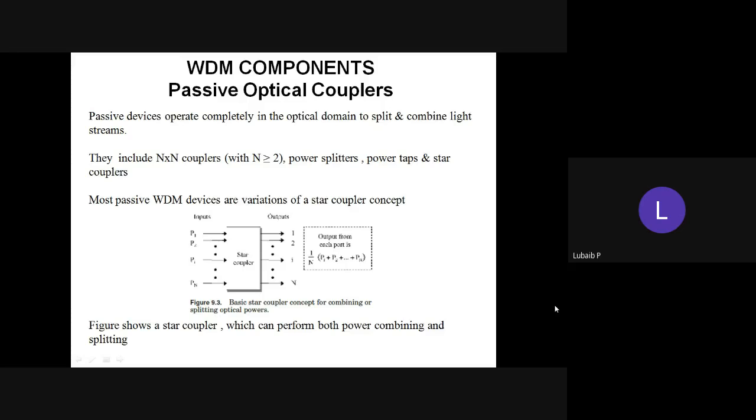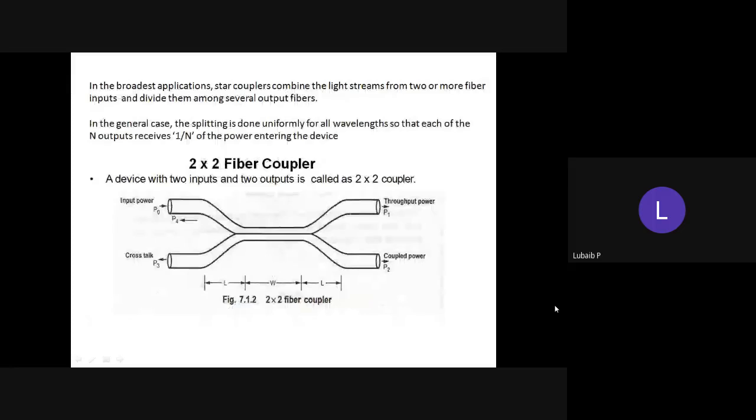In the broadest application, star couplers combine the light streams from two or more fiber inputs and divide them among several output fibers. In the general case, the splitting is done uniformly for all wavelengths, so that each of the n outputs receives 1 by n of the power entering the device. That is shown in this figure. First of all, we have to discuss the 2 by 2 fiber coupler. A device with two inputs and two outputs is called a 2 by 2 coupler.